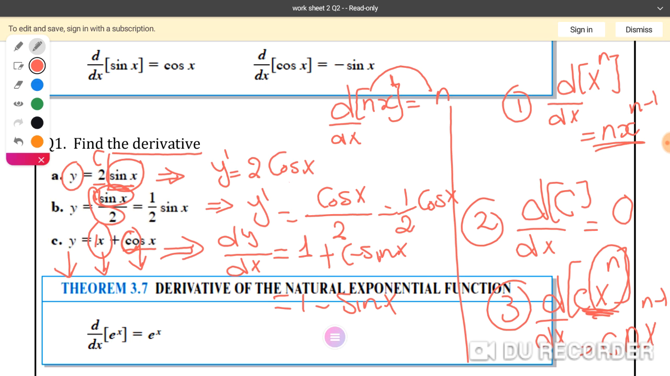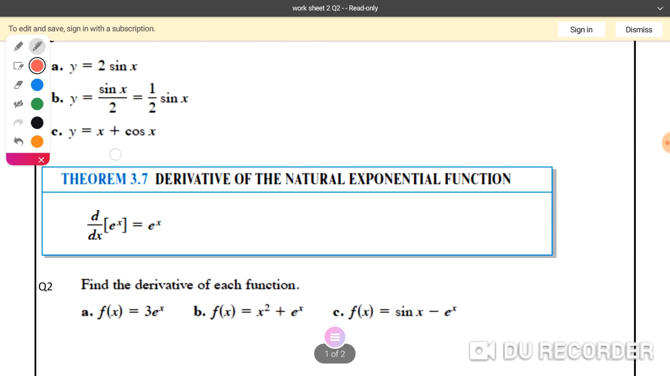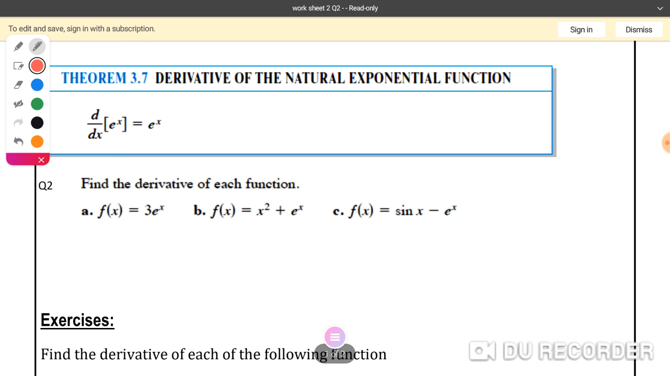Okay, look here for the next theorem: the derivative of the natural exponential function. As you know, an exponential function has a number as its base, like 2 or 7. The derivative of the natural exponential function e to the power x will be e to the power x.